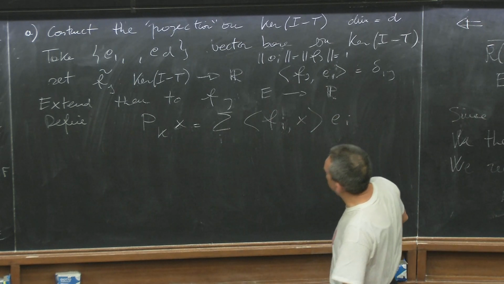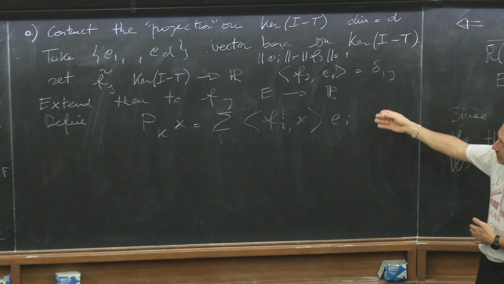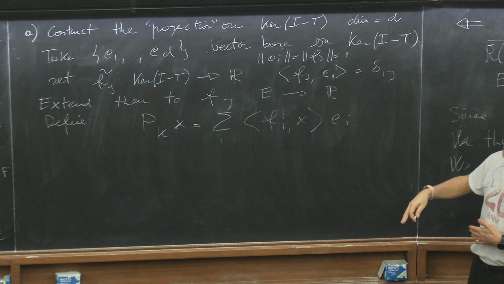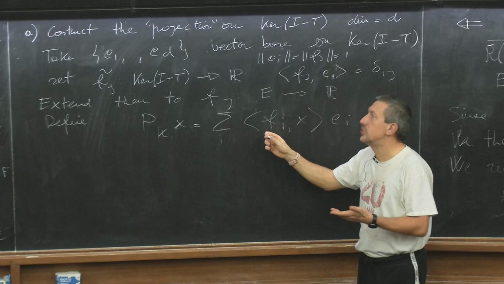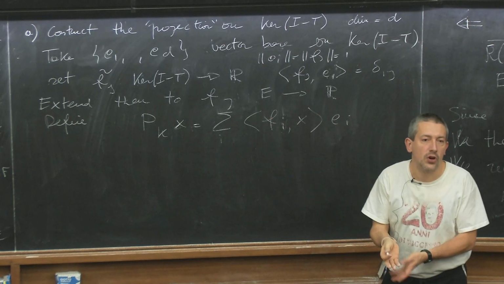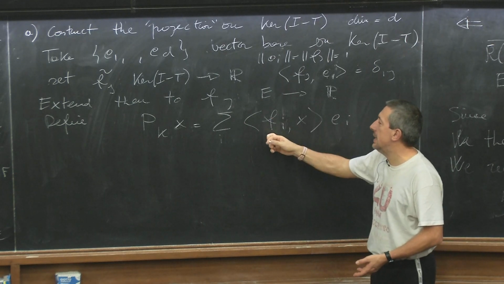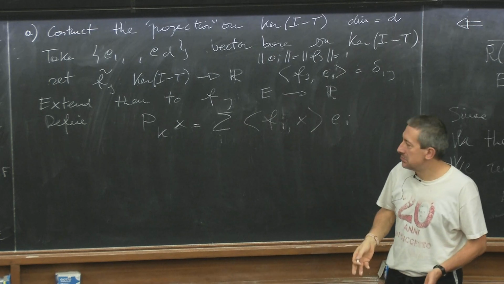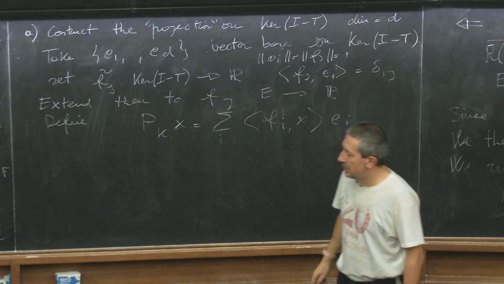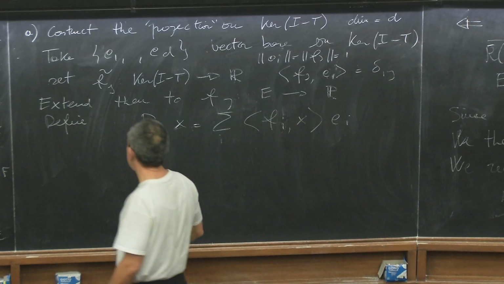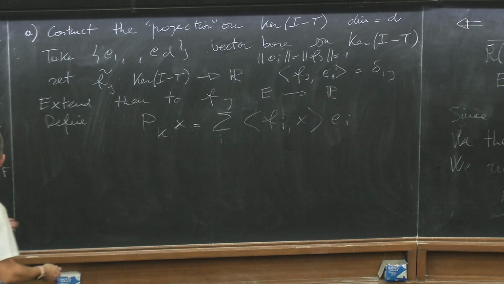So it resembles the projection for Hilbert spaces. Here I should assume that the e_i are orthonormal, and then I say these are the components. So now I want to show something that will resemble a decomposition.